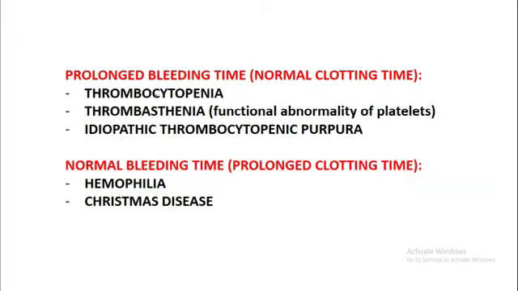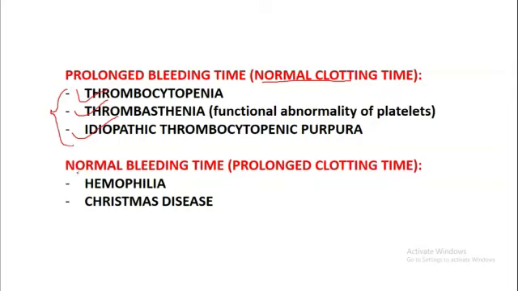Now in which conditions will the bleeding time or clotting time be prolonged? First of all, prolonged bleeding time, with normal clotting time. These are the conditions with prolonged bleeding time. First one, thrombocytopenia, which means a decrease in thrombocytes or platelets. Second one is thrombasthenia, a functional abnormality of platelets. And the third one is idiopathic thrombocytopenic purpura. All these three are conditions where the bleeding time is prolonged but the clotting time is normal.